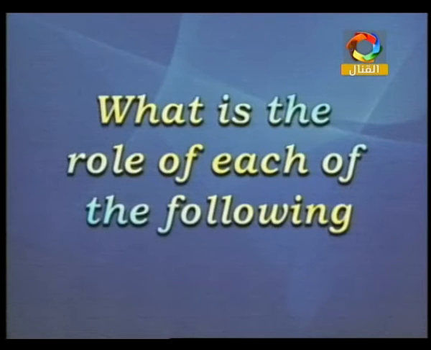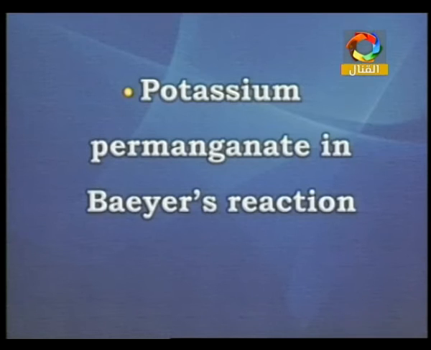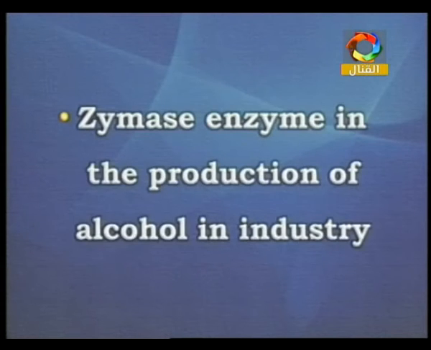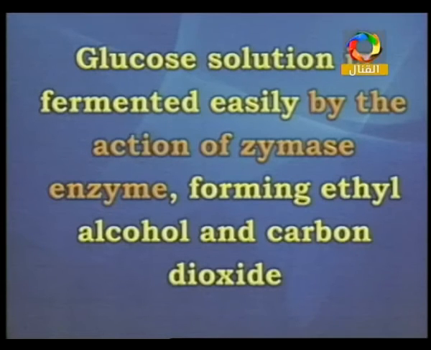Next type of question, what is the role of each of the following? Potassium permanganate in Baeyer reaction. Yes, it is oxidizing agent. Zymase enzyme in the production of alcohol in industry. Yes, glucose solution is fermented easily by the action of zymase enzyme, forming ethyl alcohol and carbon dioxide.